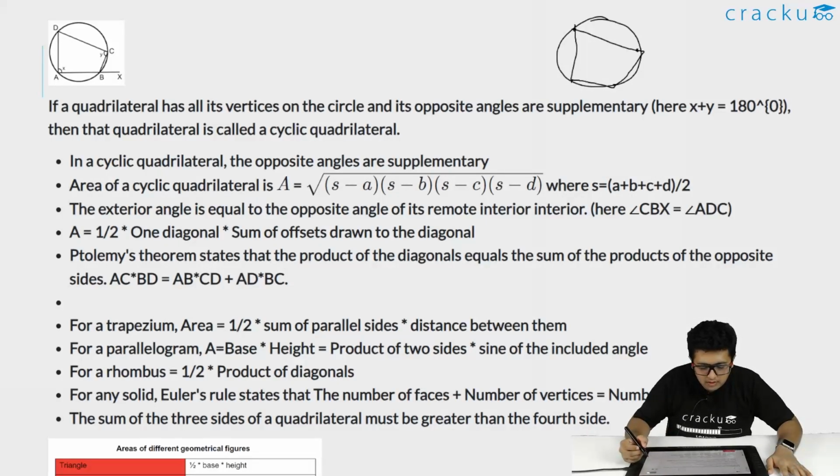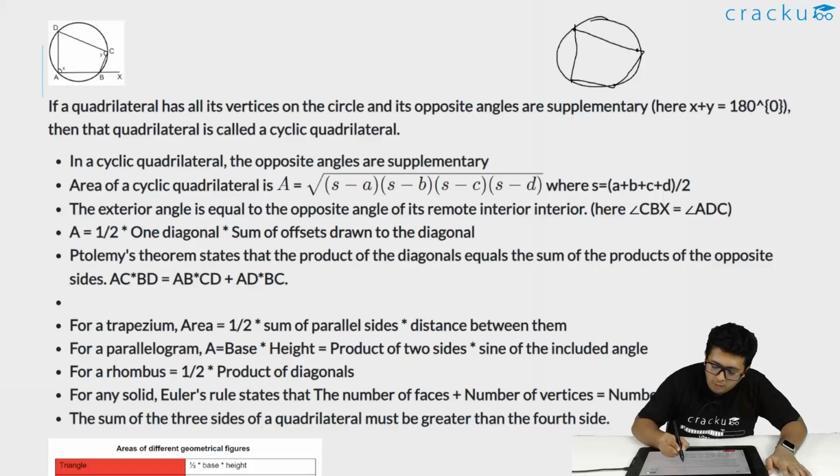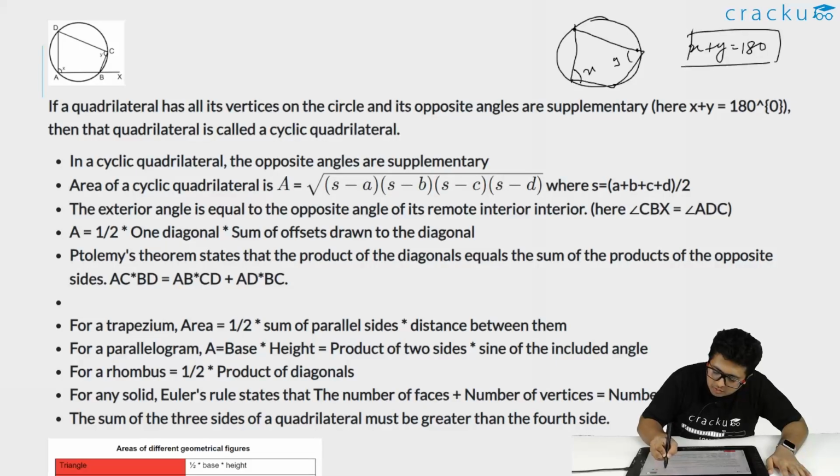So cyclic quadrilateral always has supplementary angles. Opposite angles are always supplementary. As you can see in the figure here, if this is x and this is y, x plus y will be equal to 180. Supplementary is when two angles add up to 180. So opposite angles are always supplementary. So these two are also supplementary.